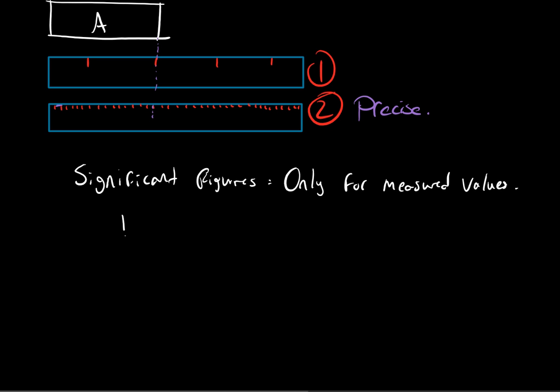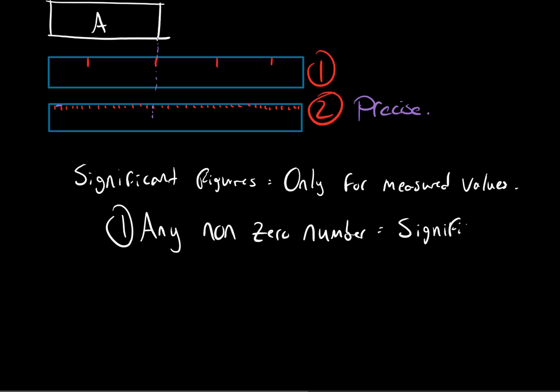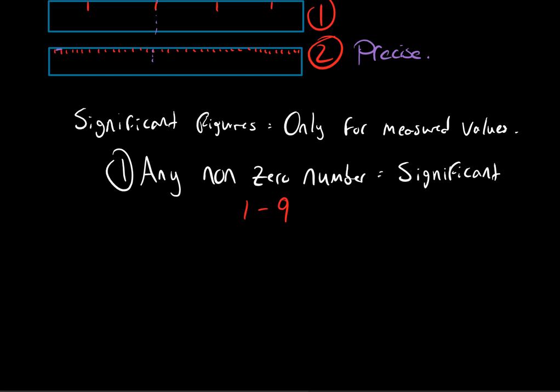So our 4 different rules are: first rule is any non-zero number is significant. That means any number 1 through 9. Second rule we're going to say is leading zeros are never significant.